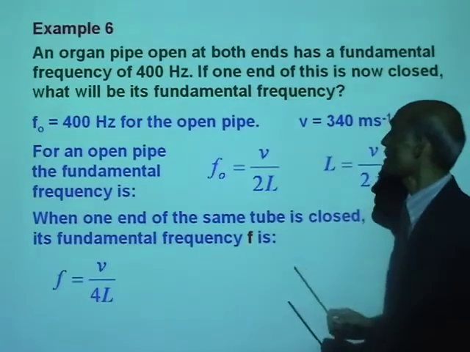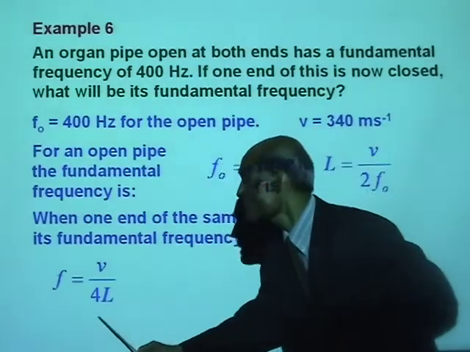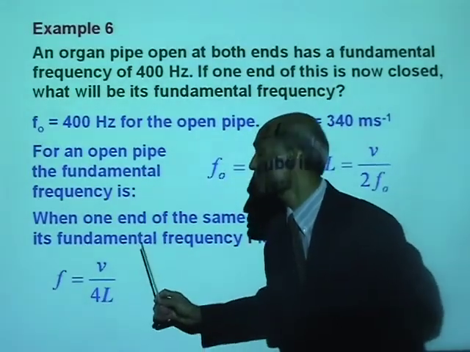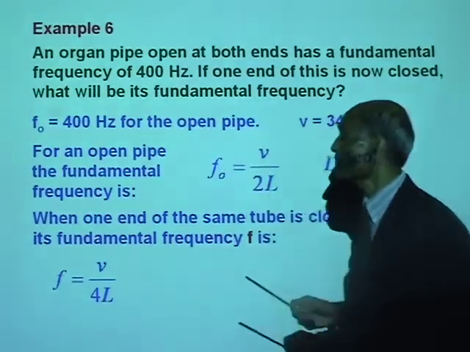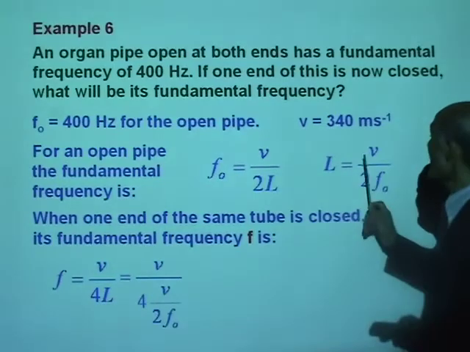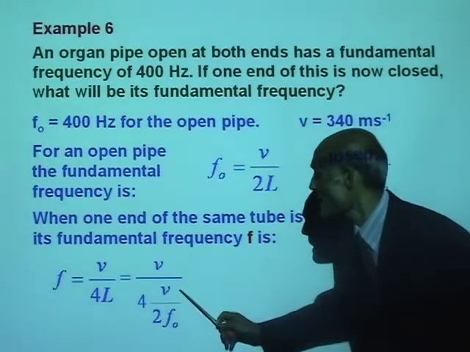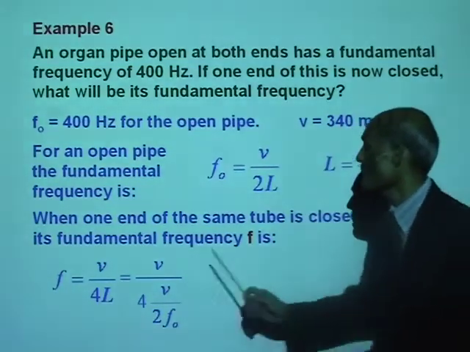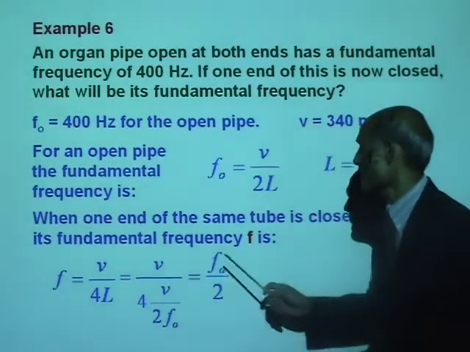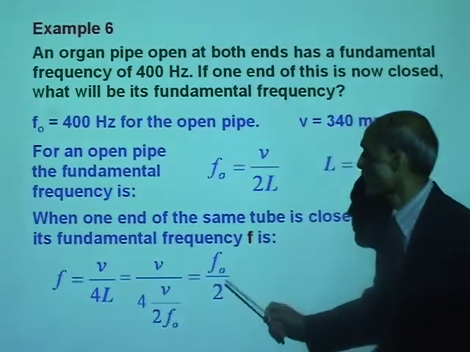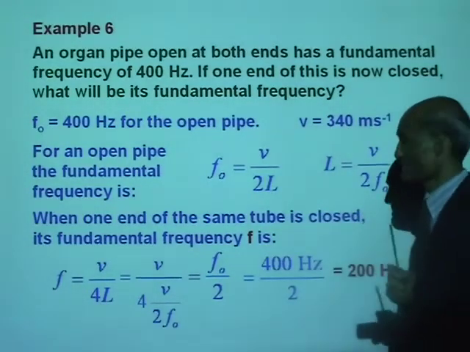Now, if f is the fundamental frequency of the tube when you close one end, the frequency of vibration of a closed tube is f equal to v over 4L. Now that L here is v over 2f0, so replace that L by v over 2f0. What do you get? v and v cancel. 2f0 will go up. It will be 2f0 divided by 4, or f0 by 2. That will be 200 Hz.